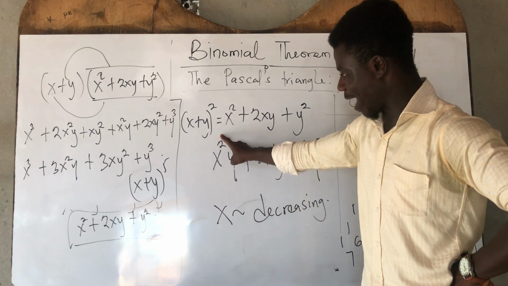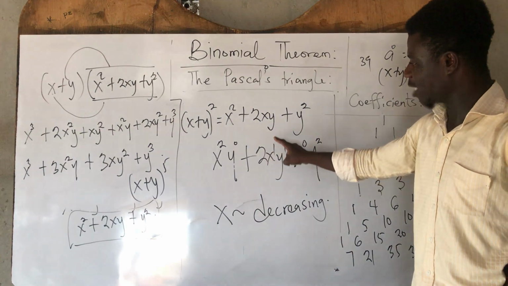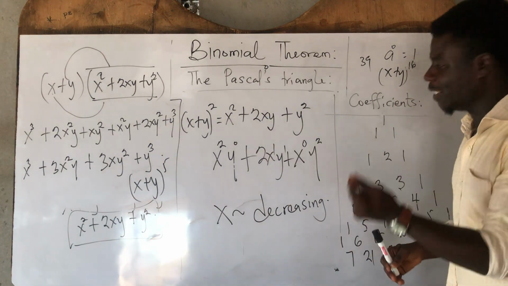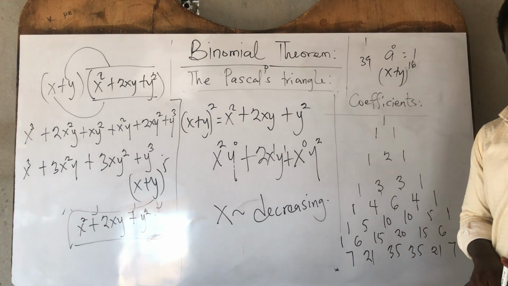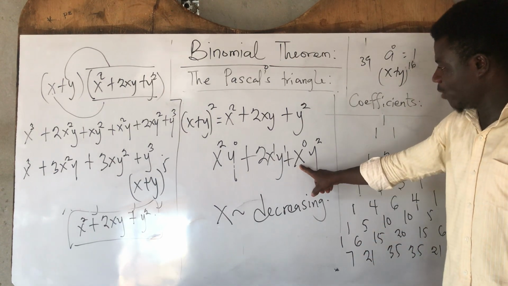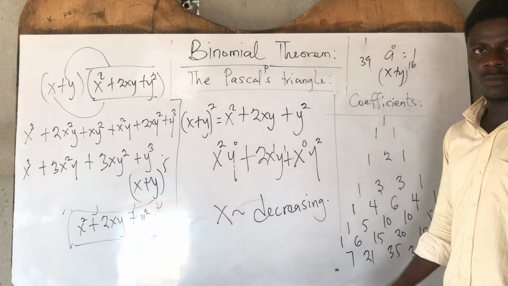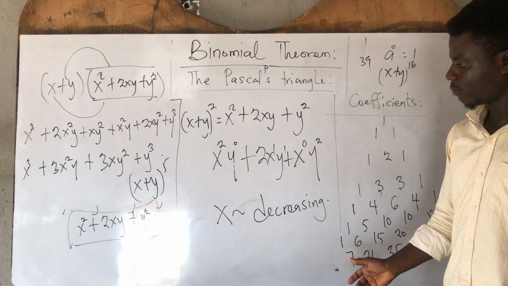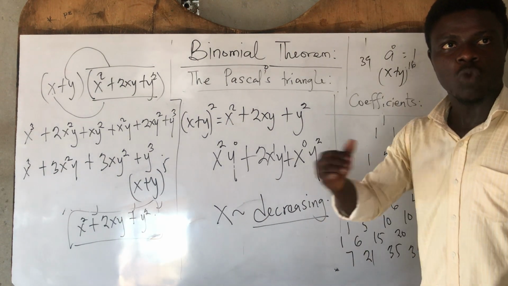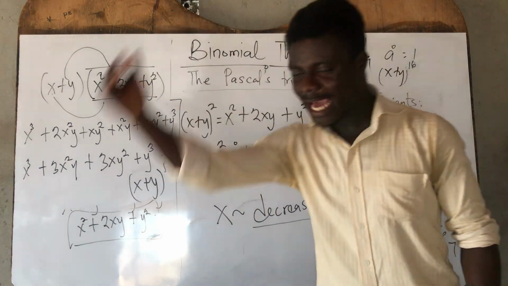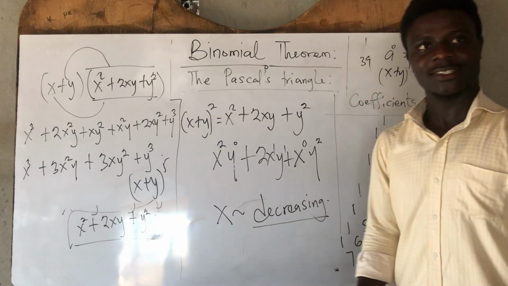Watch again. This one is x squared. But when you come here, it reduced to x to the power 1. Then that means it is reducing by 1. Do you understand that? Alright. Now when you come here, x is to the power 0. It has reduced. So x is decreasing. When you move on to another term, x will decrease. The next term, x will also decrease. Do you understand that?